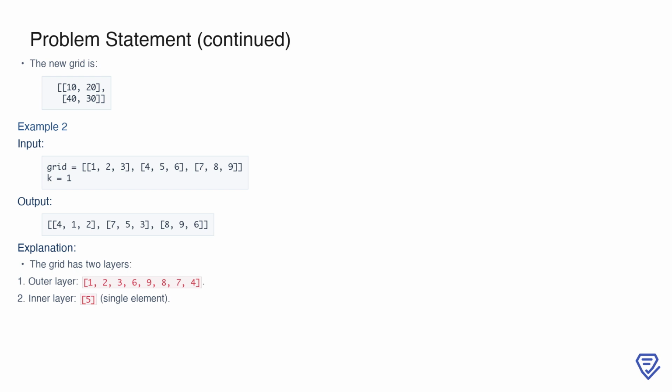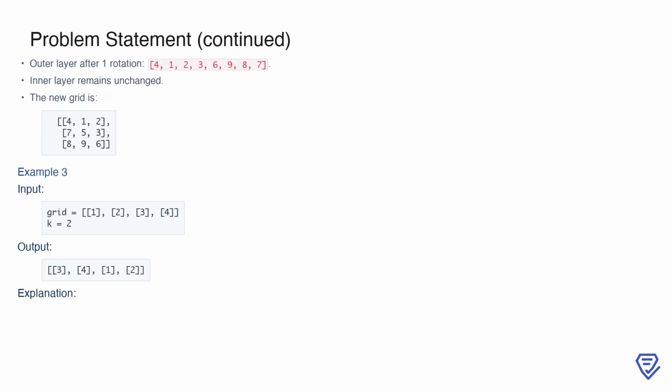Now let's consider a slightly larger grid for a new example. Imagine the input grid is a 3x3 matrix, 1, 2, 3, 4, 5, 6, 7, 8, 9, and k equals 1. This grid has two layers. The outer layer includes the elements 1, 2, 3, 6, 9, 8, 7, 4, while the inner layer consists of just the single element, 5. After one rotation, the outer layer becomes 4, 1, 2, 3, 6, 9, 8, 7, while the inner layer remains unchanged since it contains only one element.